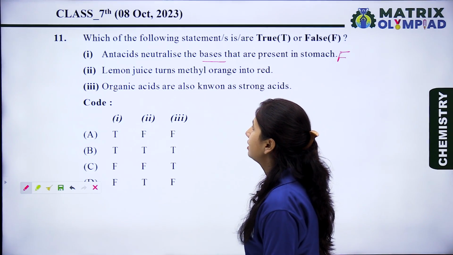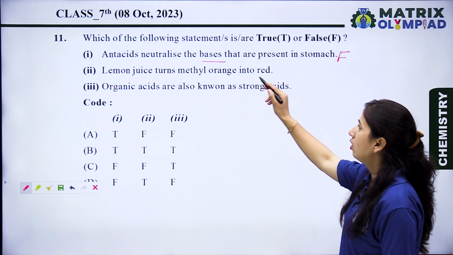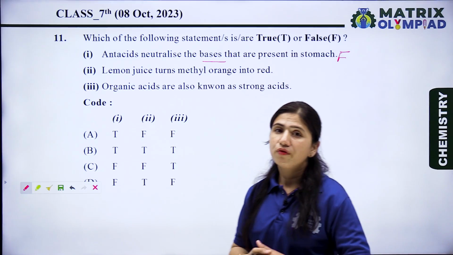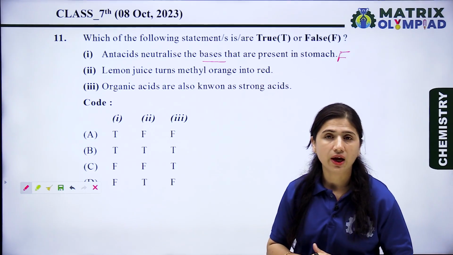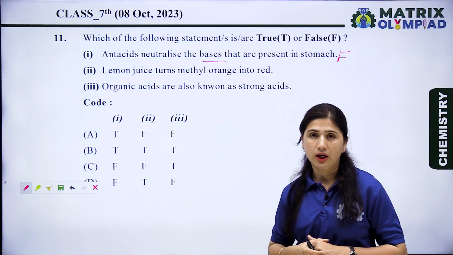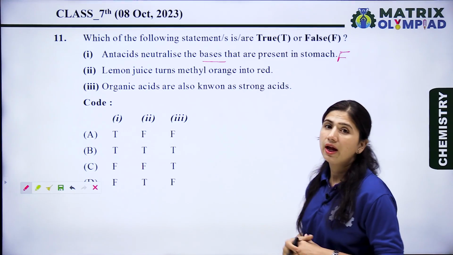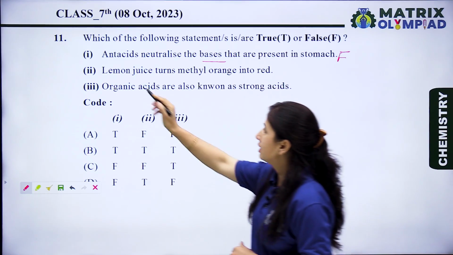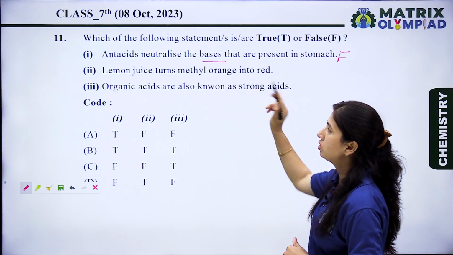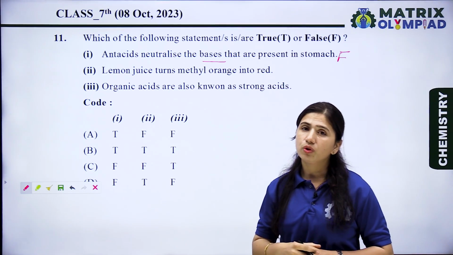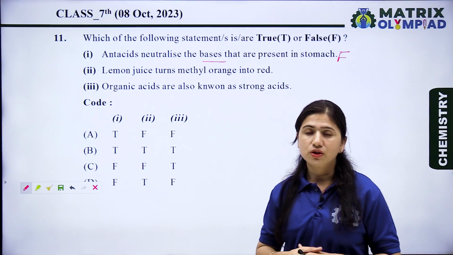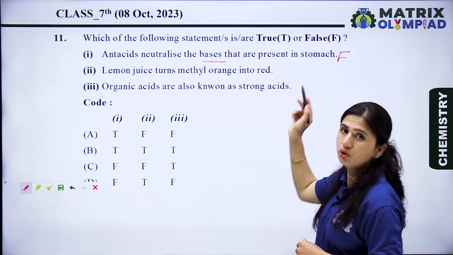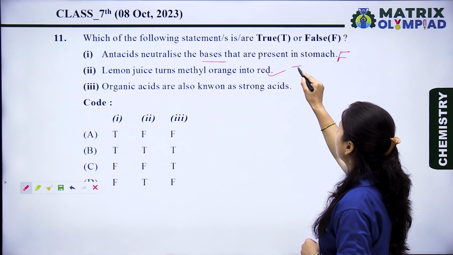Now the second is, lemon juice turns methyl orange red. Methyl orange is an indicator. When we dissolve any base in methyl orange, it gives a light yellow color, and when we dissolve any acid in it, it gives red color. We know that lemon contains an organic acid. So if lemon juice turns methyl orange red, it is a true statement.